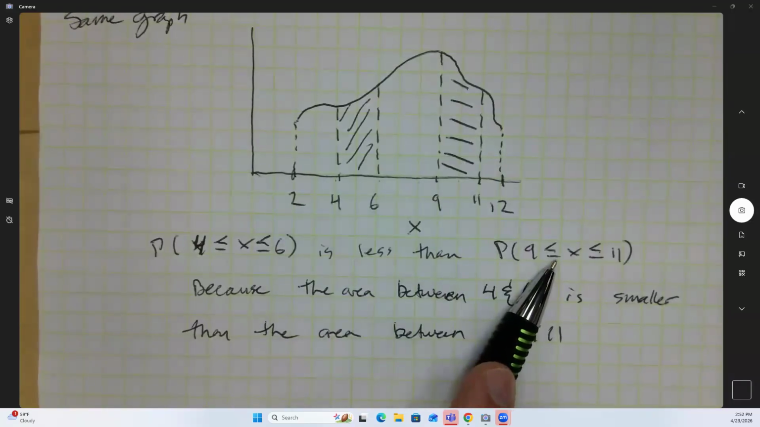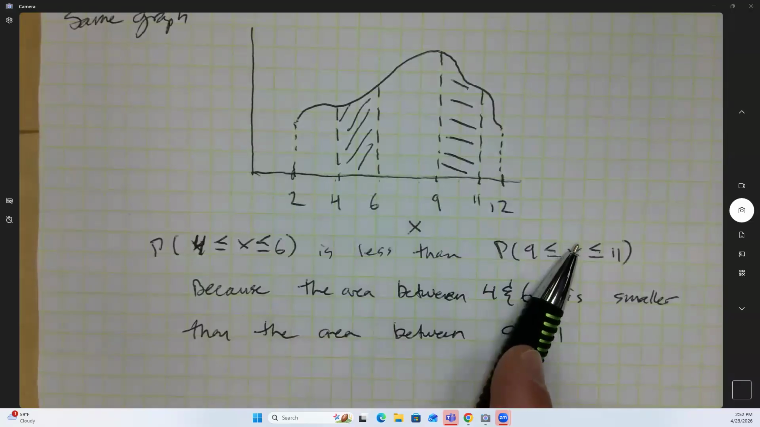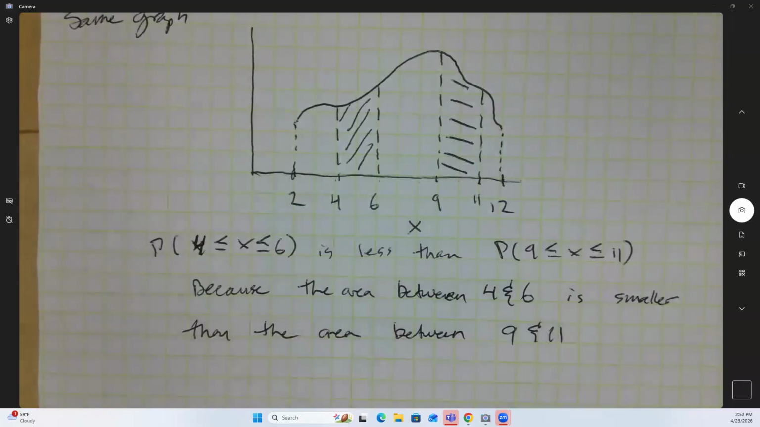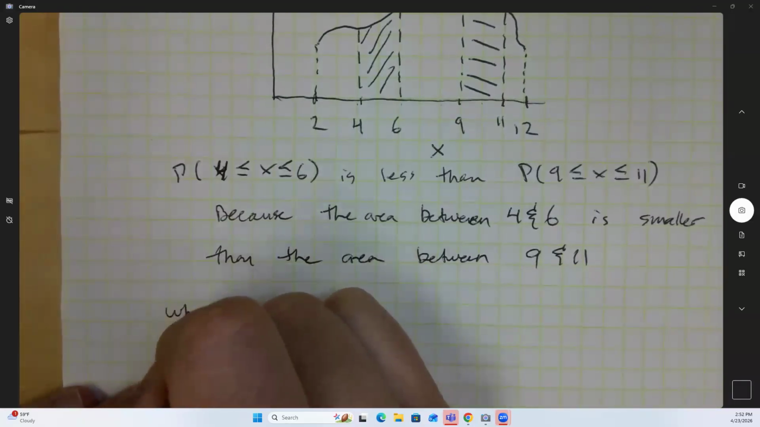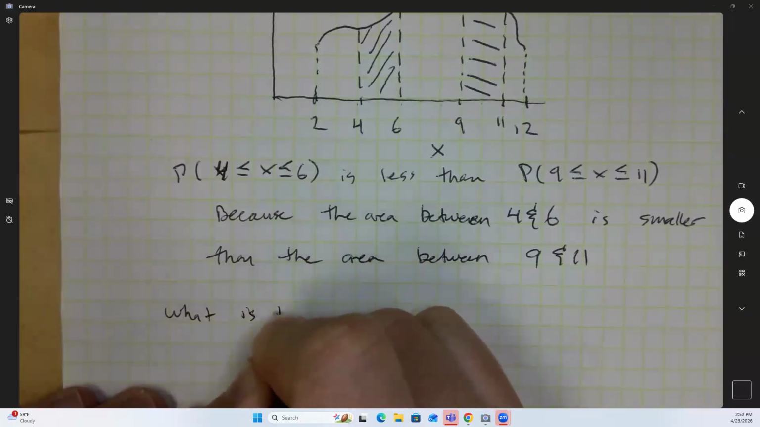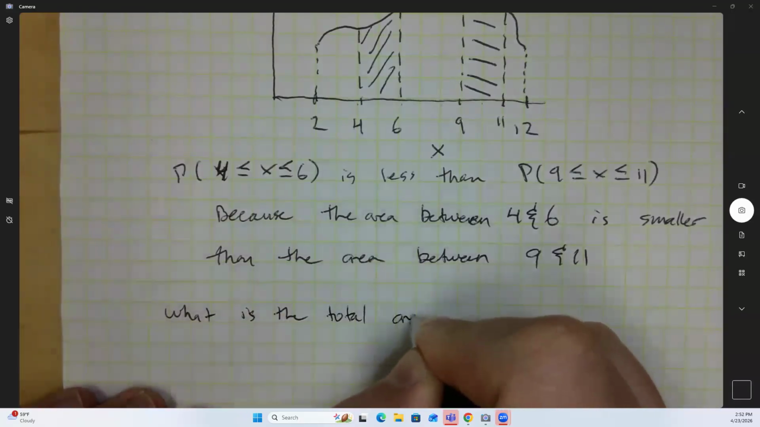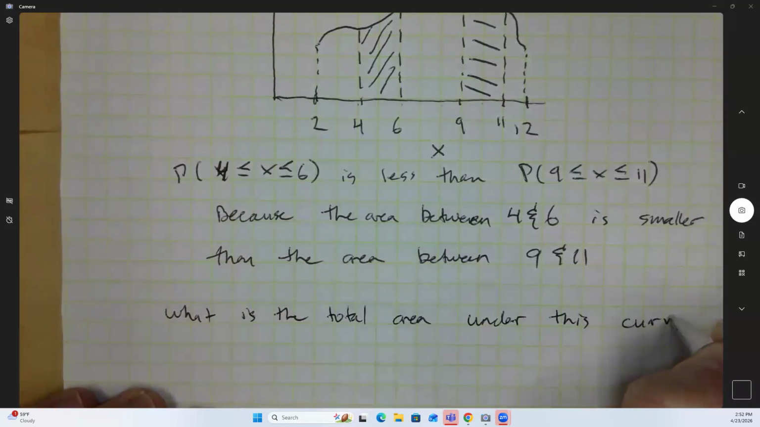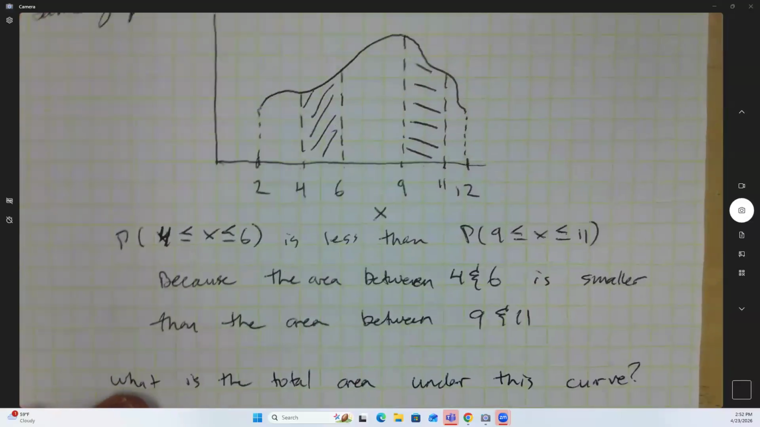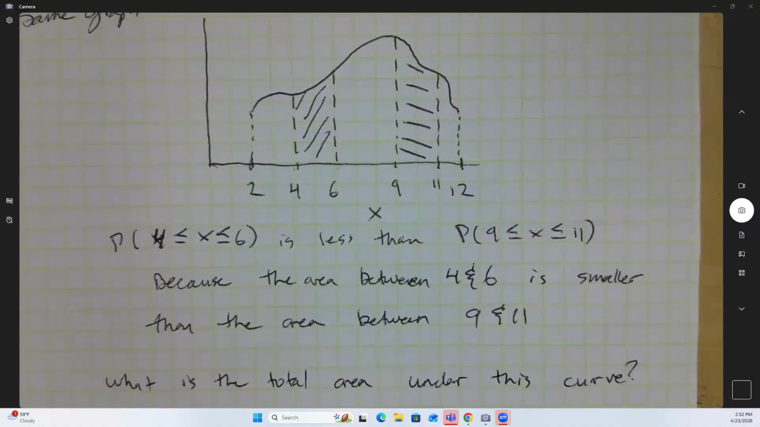So far, we're really not putting any numbers on this, right? We're just talking about areas in a very conceptual way. Let's go ahead and put a number on this. What is the total area under this curve? Take a minute, talk about it with your neighbor. See if you can figure out what the total area is under this curve. So what is the total area under this curve? 100%, or in probability terms, 1.